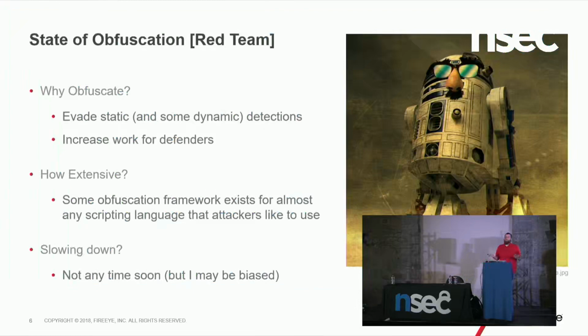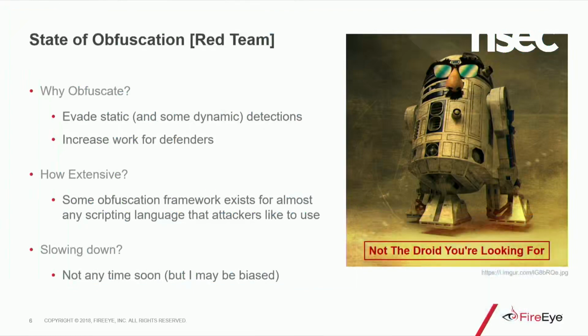Well, why obfuscate? From a red team perspective, obfuscation is great because it takes relatively little effort to evade rigid detections. Typically, they're targeting static detections to evade, but also some dynamic as well. And it increases the work for defenders. Even if we as defenders detect this payload, we still have to take extra time to decode it, to deobfuscate it, and see what is actually happening here. And there are obfuscation frameworks for almost any language you can think of, most of them open source.